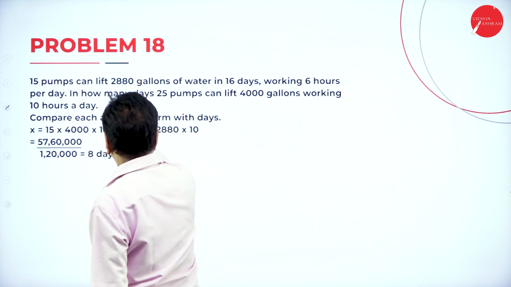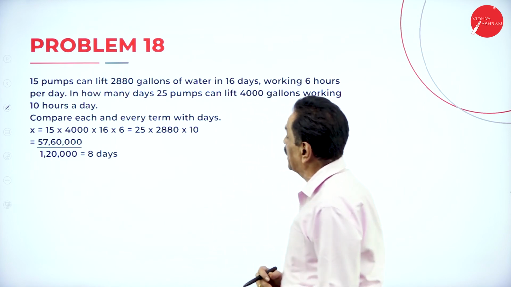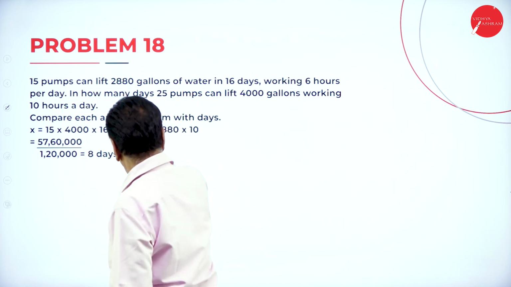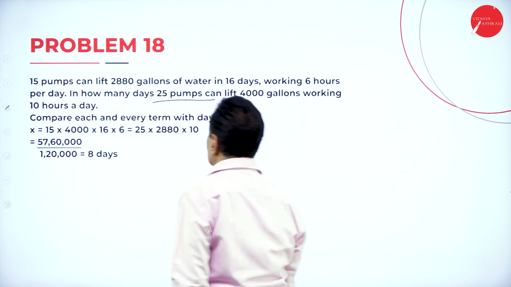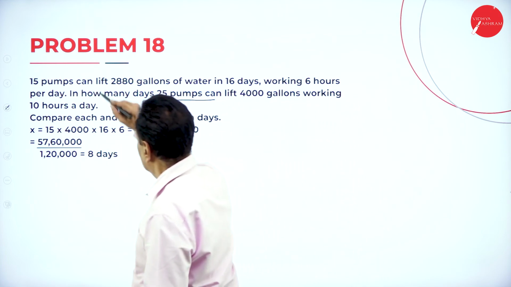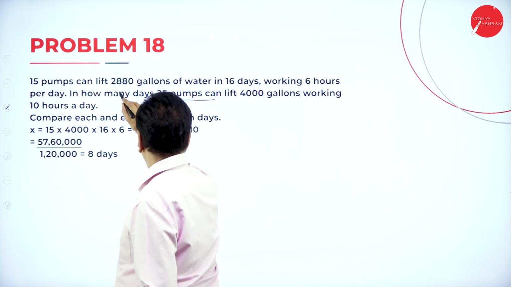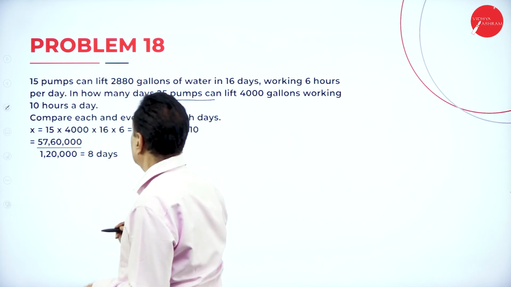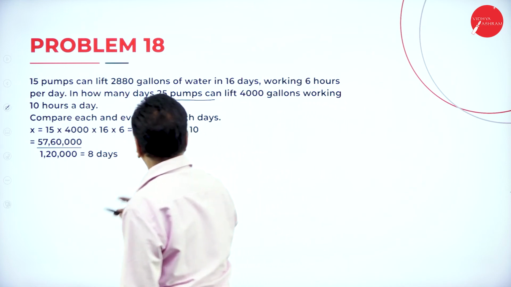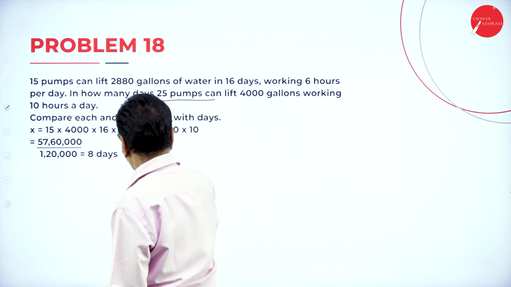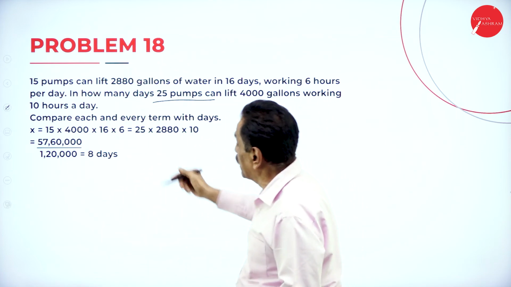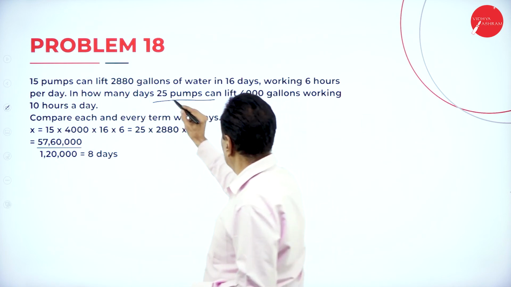15 pumps can lift 2,880 gallons of water in 16 days, working 6 hours per day. In how many days can 25 pumps lift 4,000 gallons, working 10 hours a day? Pumps are inversely proportional, 15 pumps. So 2,880 becomes 4,000. How many days? 16 days. How many hours? 6 hours. Then how many pumps? 25 pumps, lifting 2,880, working 10 hours a day. Only this will be reverse.